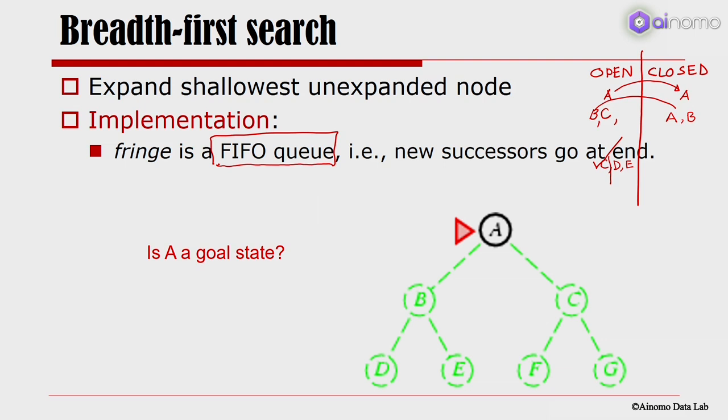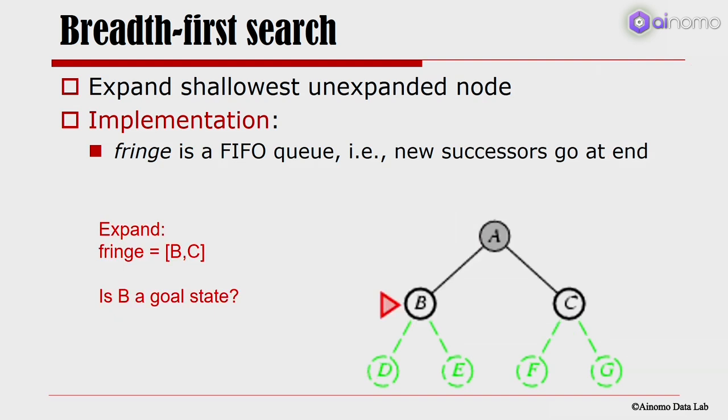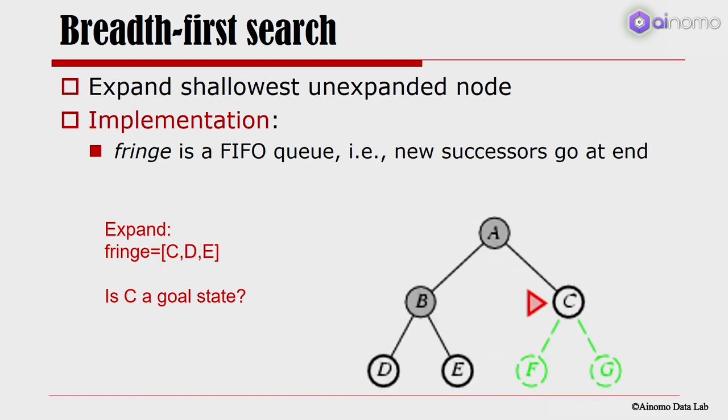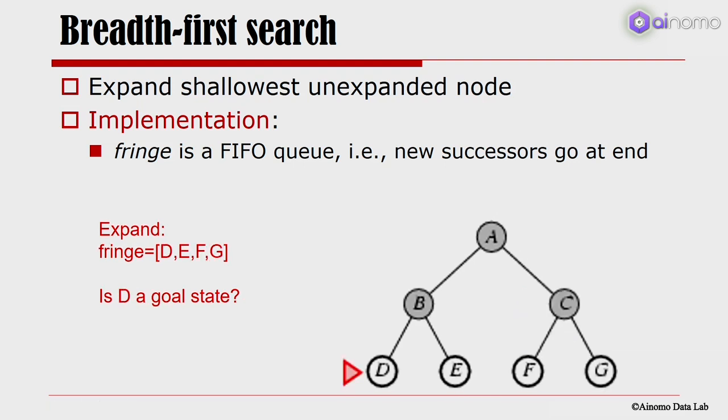I expand the shallowest unexpanded node. The fringe is a first in first out queue, that is, the new successors go at the end. First I check if A is a goal state. If A is not a goal state, I get its successors, which are B and C. So the fringe for me is B, C now. Next I check if B is a goal node. If not, I get its expansion, which is D, E. But then the next node to be expanded is C and not D. That's something that one needs to really understand when I am doing a breadth first search. And then the next node to be expanded becomes D, and so on and so forth.